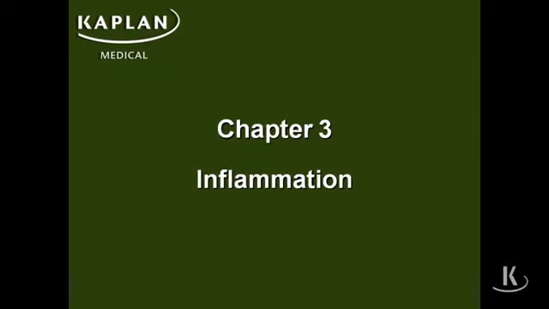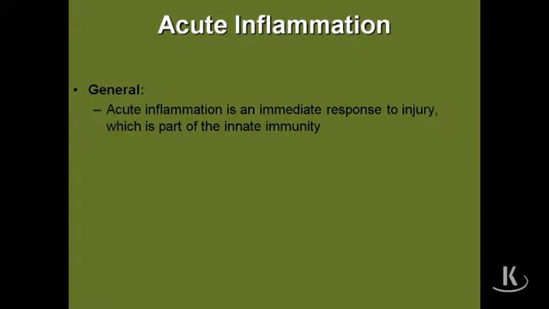The next chapter, chapter 3, is inflammation. There are two components of inflammation, acute and chronic. We're going to start with acute inflammation. And in general terms, acute inflammation is an immediate response to some type of injury. We talked about injury in chapter 2.